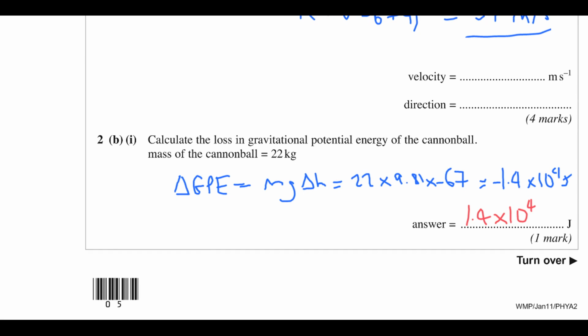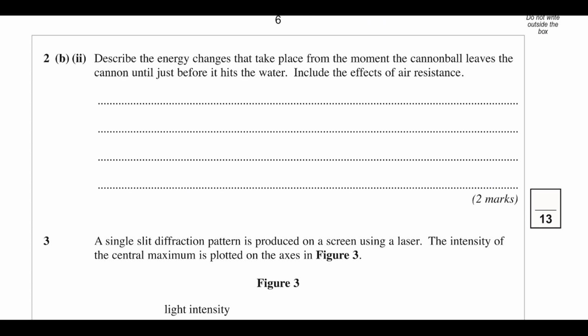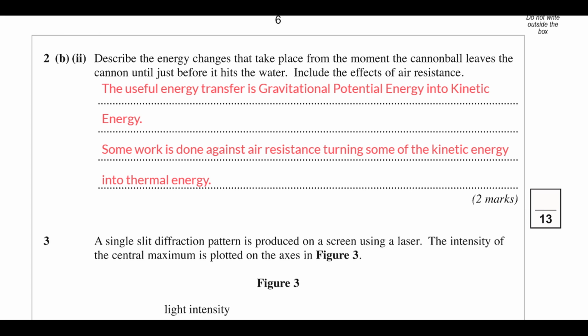Okay, so let's continue on. To finish off, it wants us to describe the energy changes that take place from the moment the cannonball leaves the cannon until just before it hits the water. So what's happening is the useful energy transfer is GPE to kinetic energy to increase its velocity, but then you're also going to do some work against air resistance, turning GPE or kinetic energy into thermal energy or heat. So let's get those two down. Alrighty, so that's what we've got there. Those are the two energy transfers, and those are where the two marks come from.